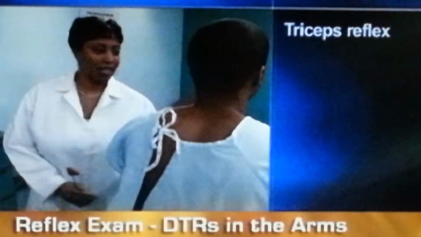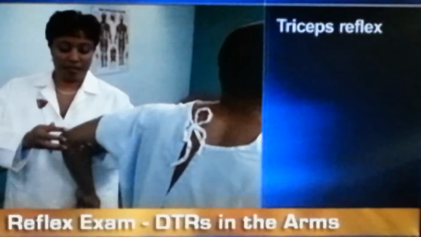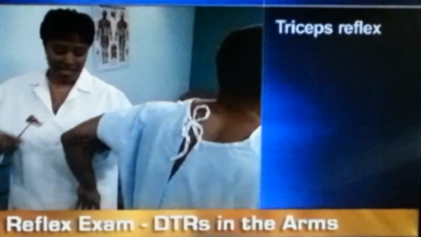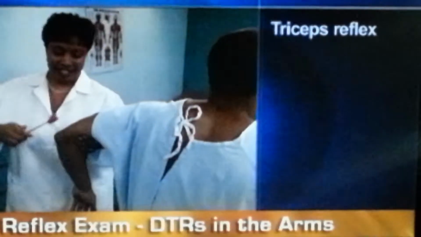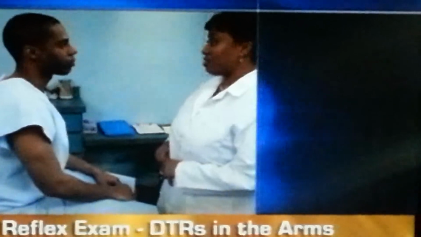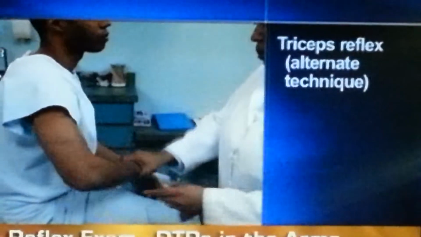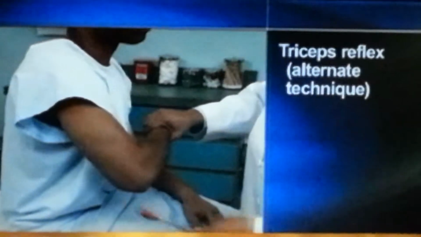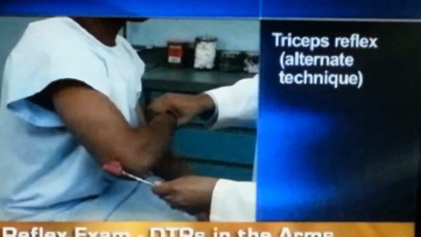Okay, relax your arm. I'm going to check your triceps reflex. Alternatively, hold the person's wrist across his chest to flex the arm. Then tap the tendon.